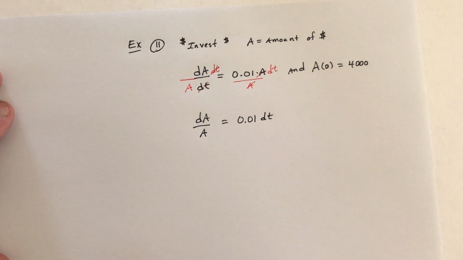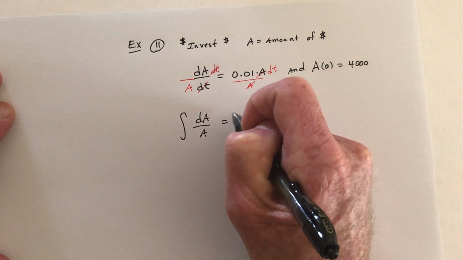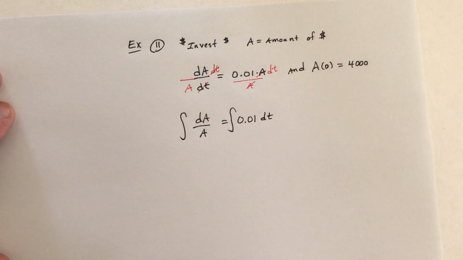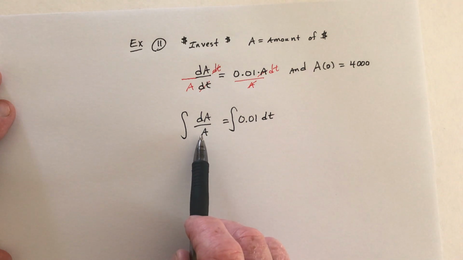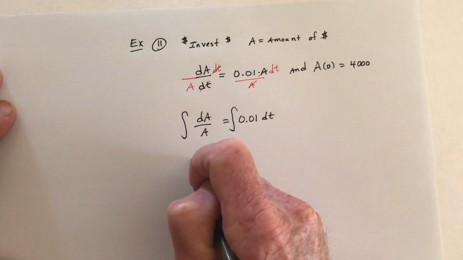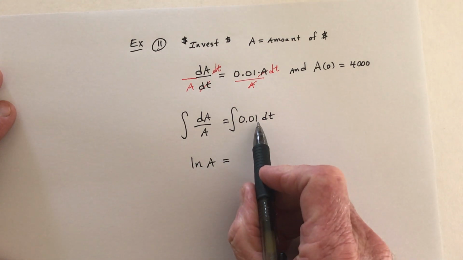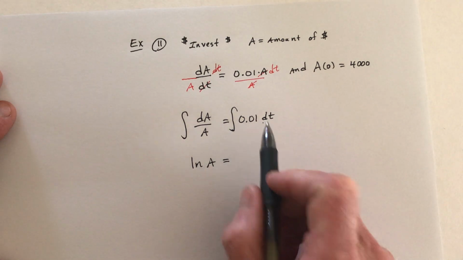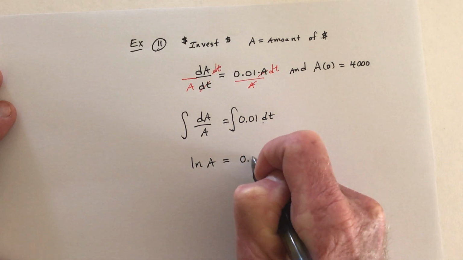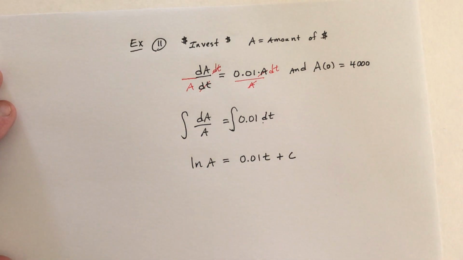So now that I've separated the variables, I could integrate on this side and integrate on this side. This is the same one that showed up many times. That's from the natural log. So that's going to be the natural log of A. The antiderivative of 0.01 dt, so basically the integral and the d will get rid of each other, and it just leaves you 0.01 times t, and then plus a constant.